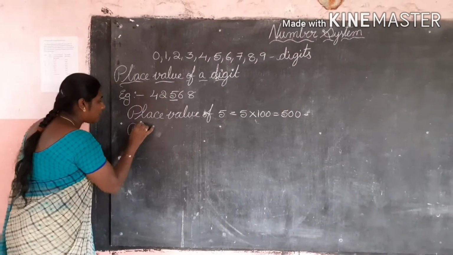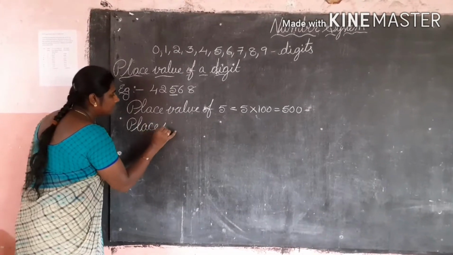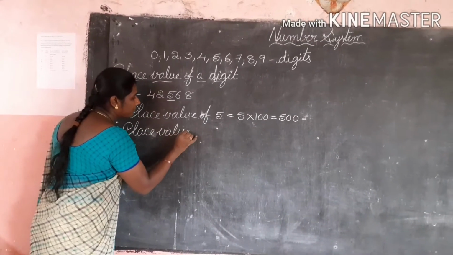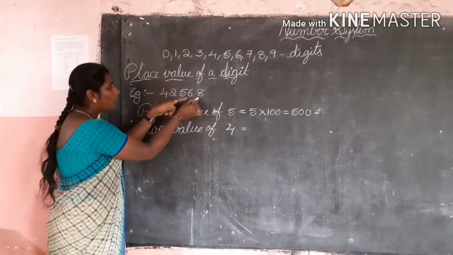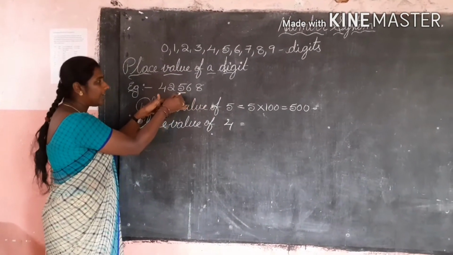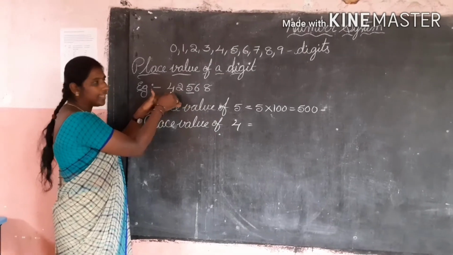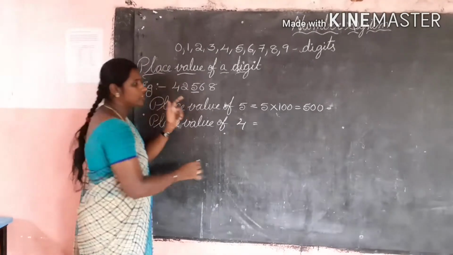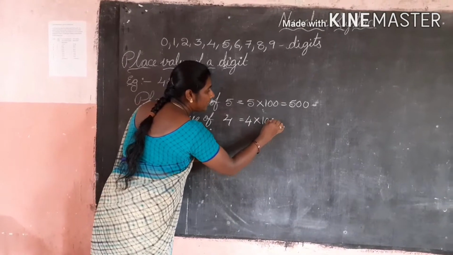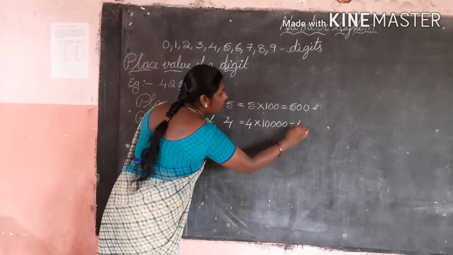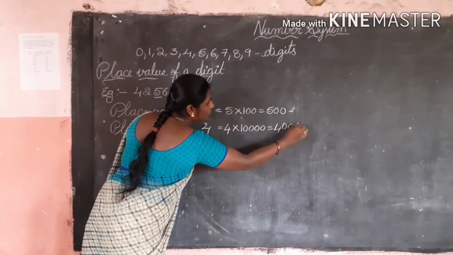Next, place value of 4. Here, ones, tens, 100, 1000, 10,000. The 4 is in the 10,000 place. Then we have to multiply the given number with 10,000. 4 into 10,000 is 40,000. This is the place value.